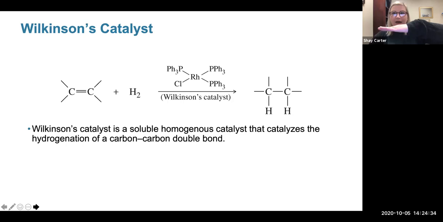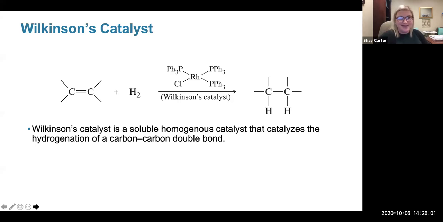Okay, so Wilkinson's catalyst is a soluble homogeneous catalyst. So in other words, it can go into the liquid phase. We don't have to have a slab of it in order to flow hydrogen gas over our liquid alkene. We don't have to have three different phases of stuff going on, okay?